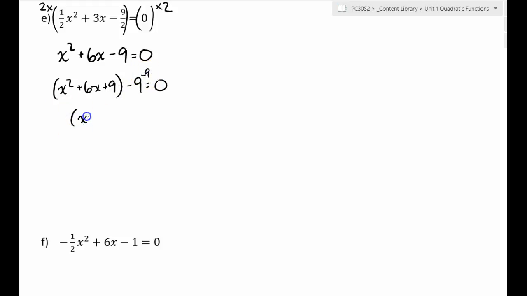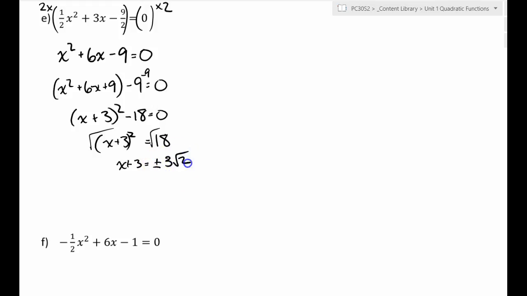So that leaves me with x plus 3 squared minus 18 equals 0. So x plus 3 squared is 18. Take the square root of both sides. x plus 3 equals, you can either leave it as the square root of 18 or you can write it as plus or minus 3 root 2.